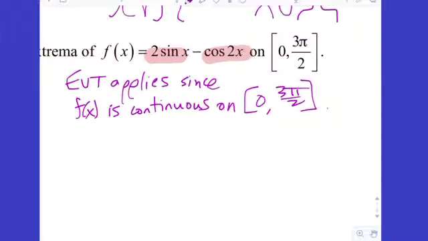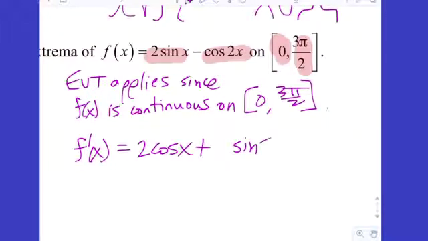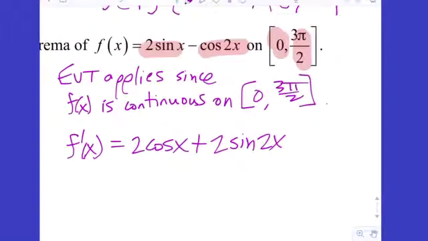Okay, cool. All right, so now we need the derivative. We have the endpoints already in the house, 0 and 3 pi halves, and we need f prime. It's going to help us find the critical values. So the derivative of 2 sine, don't tell me, is 2 cosine. And the derivative of negative cosine of 2x is positive sine of 2x times the chain rule 2. All right, is f prime of x ever undefined? No, no solution for that one.